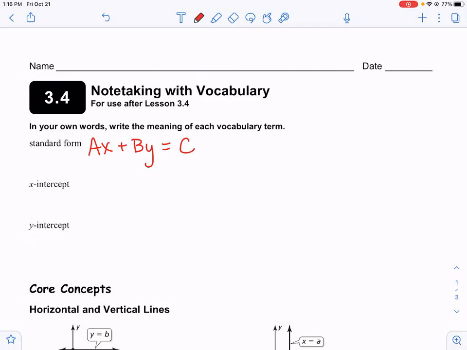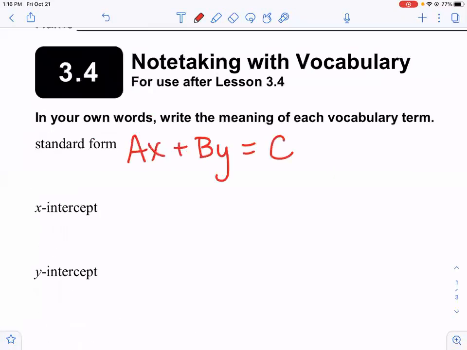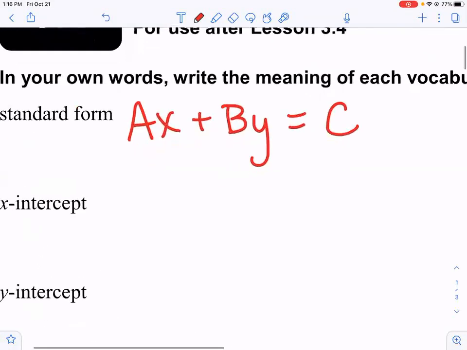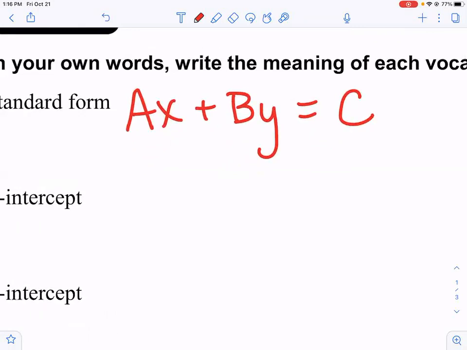So first, I want you to understand that standard form of a line looks like this: Ax plus By equals C, okay? In real talk here, if I had something like 5x minus 3y equals 15, that is a linear equation in standard form. A line. That's the graph of a line.